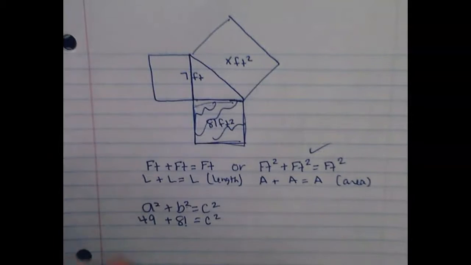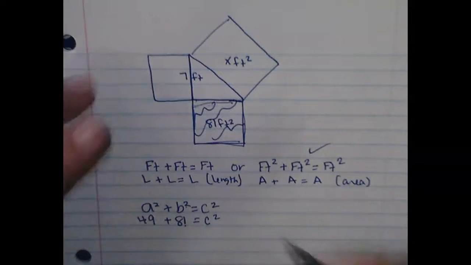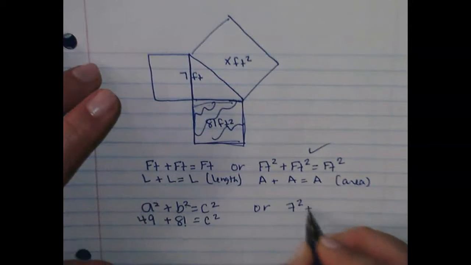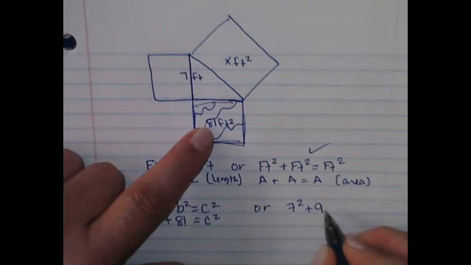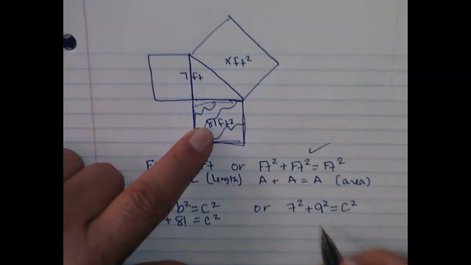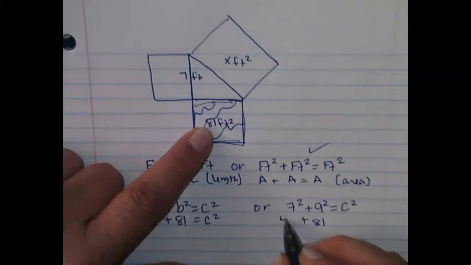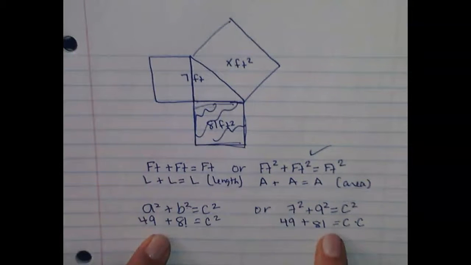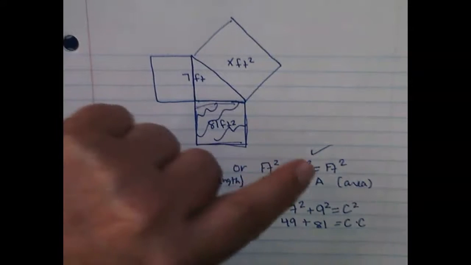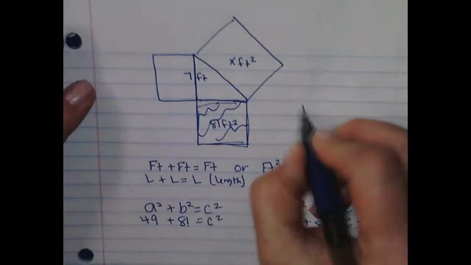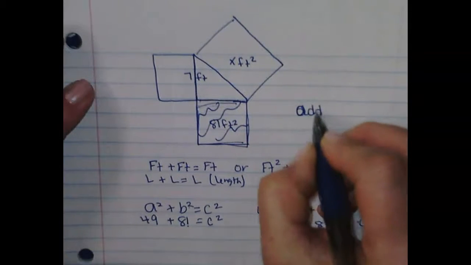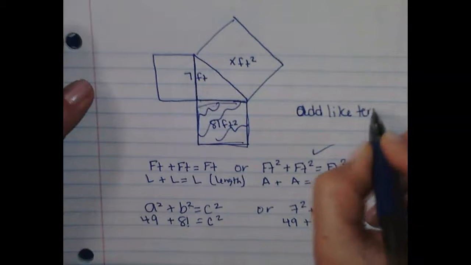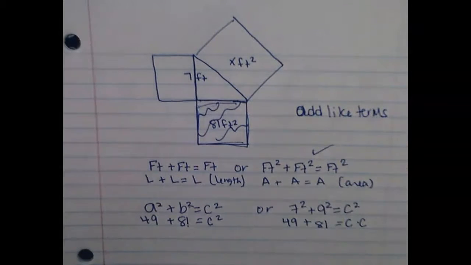So, you got two options. Either change them out of squares or change them out of feet. Your option. I could change them to feet. Or I could do 7 squared plus, what times what's 81? 9 times 9. And what's 9 times 9? 81. What's 7 times 7? 49. And that's still c times c, or c squared. And if you notice, we're in the same place. I just shortcut. Either do feet plus feet is feet, or feet squared plus feet squared is feet squared. I think the correct terminology is add like terms. Add like things. They have to be the same.